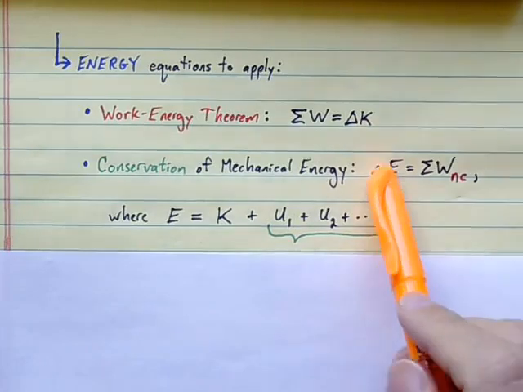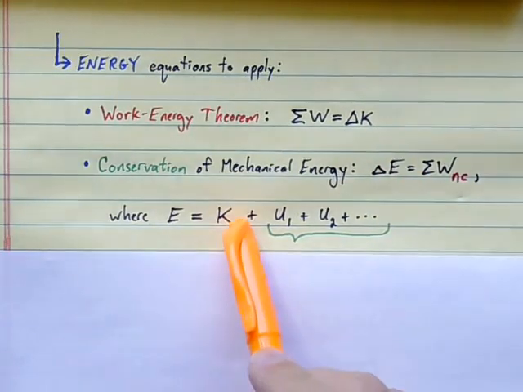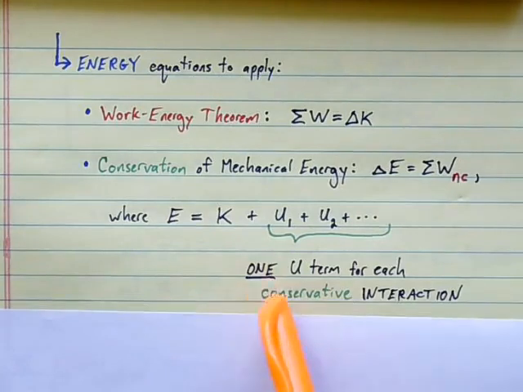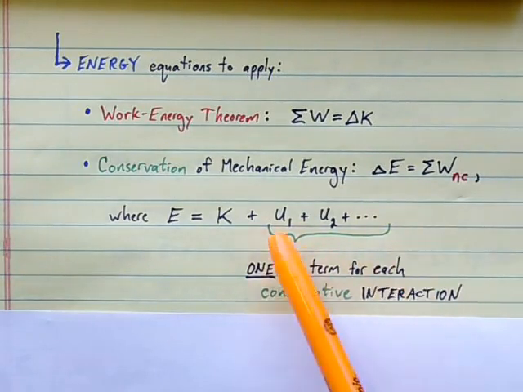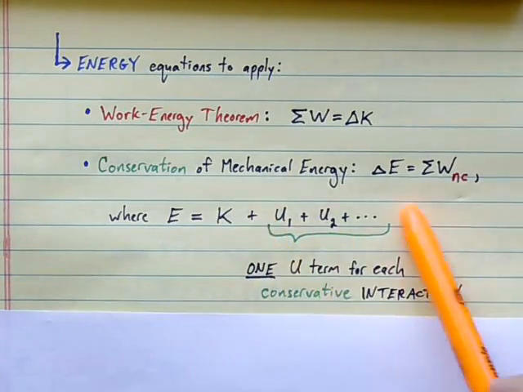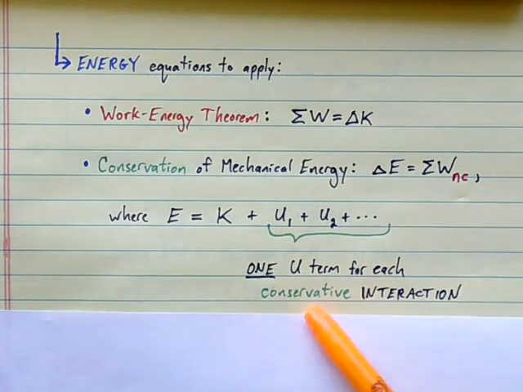And the E here, the mechanical energy, is defined as the kinetic energy of your moving object plus one potential energy term for each conservative interaction that object is experiencing. So these could be gravitational potential energies or elastic potential energies or any other kind of potential energy that is present due to some kind of conservative force, conservative interaction that's present.